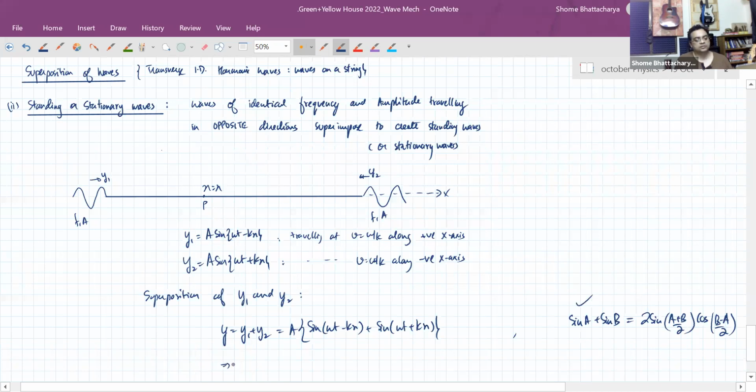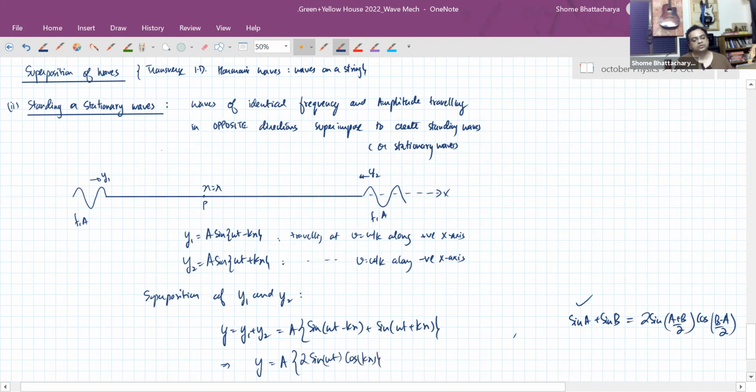So this becomes 2 times sine of this term plus this term by 2. So that will become sine omega t into cos of this term minus this term by 2. That will become cos kx.